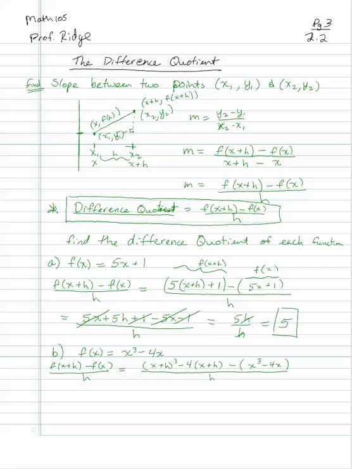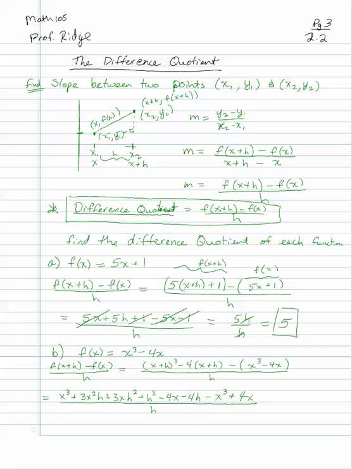Now we're going to distribute. Now x plus h times x plus h times x plus h. You can check this yourself, but you're going to FOIL it, or if you know the shortcut formula, it is x cubed plus 3x squared h plus 3xh squared plus h cubed. Distribute the 4, minus 4x minus 4h. Distribute the minus sign, minus x cubed plus 4x, all over h.